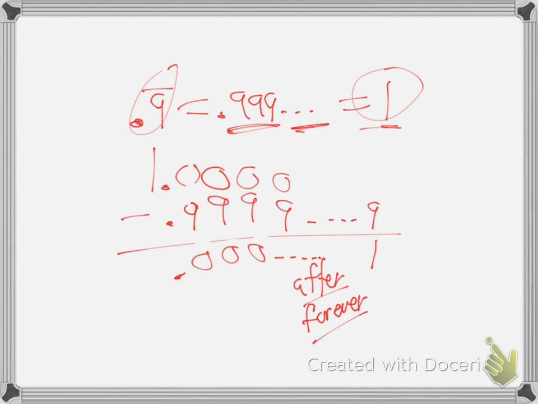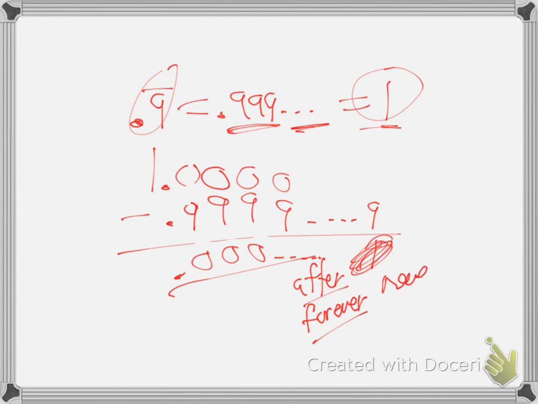What if I said, I'm just feeling generous, I'm going to give everybody $100, and I'll give it to you after forever. What am I saying? That's another way of saying never. So when does that 1 come? Never. So if the 1 never comes, what's the difference? 0. And if the difference between two things is 0, they are the same, aren't they?